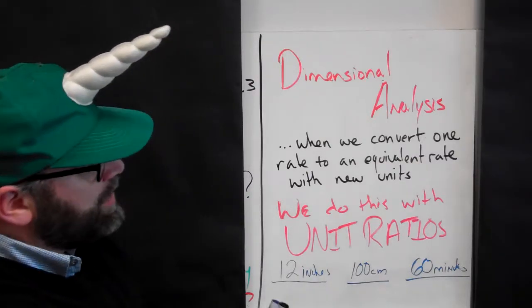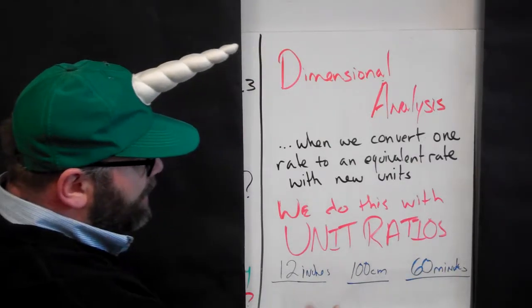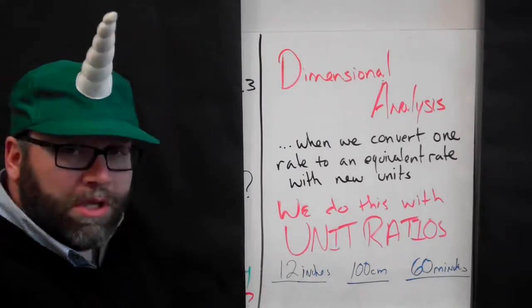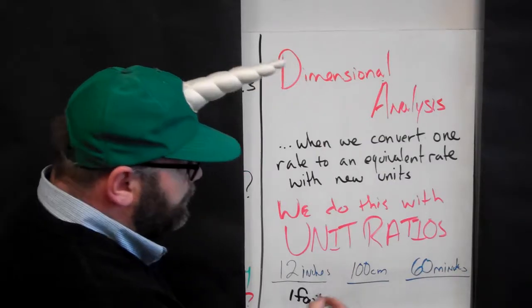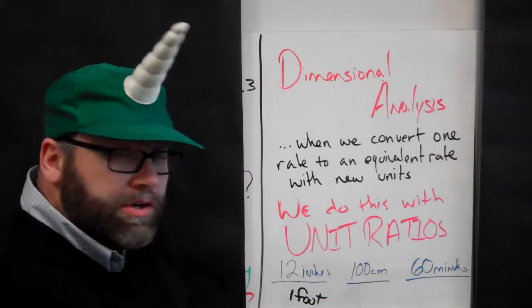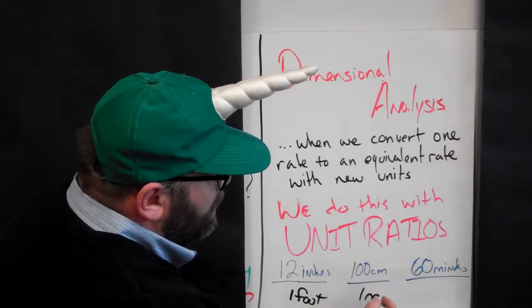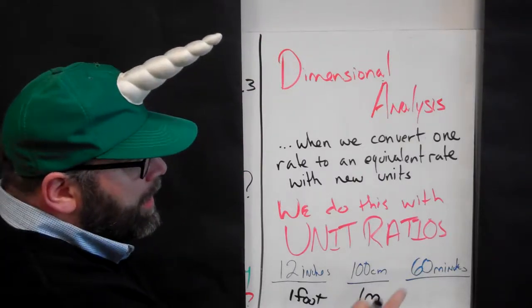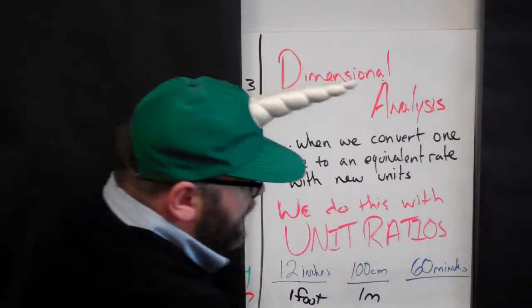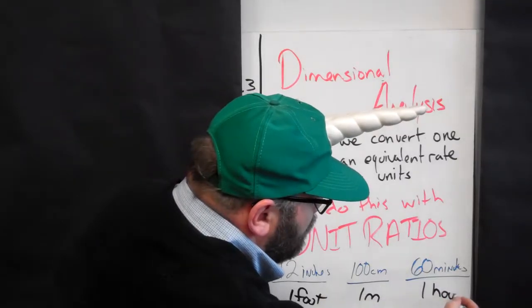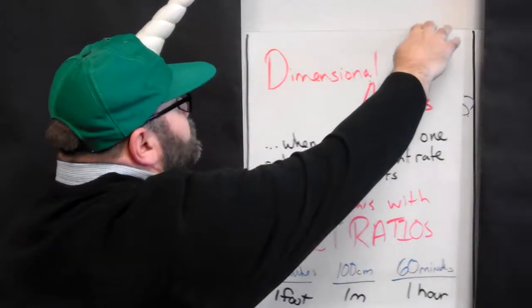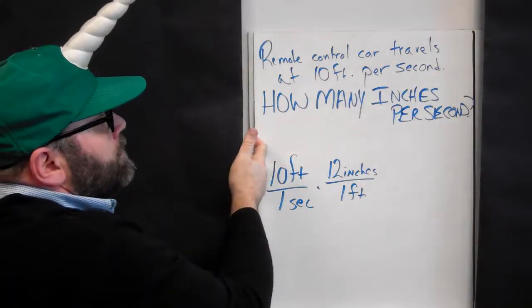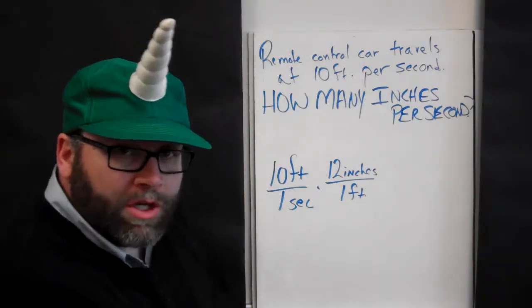So for instance, 3 unit ratios are here. 12 inches would be over 1 foot. 100 centimeters would be over 1 meter. And 60 minutes would be over 1 hour. So these are the type of problems we're going to be doing.